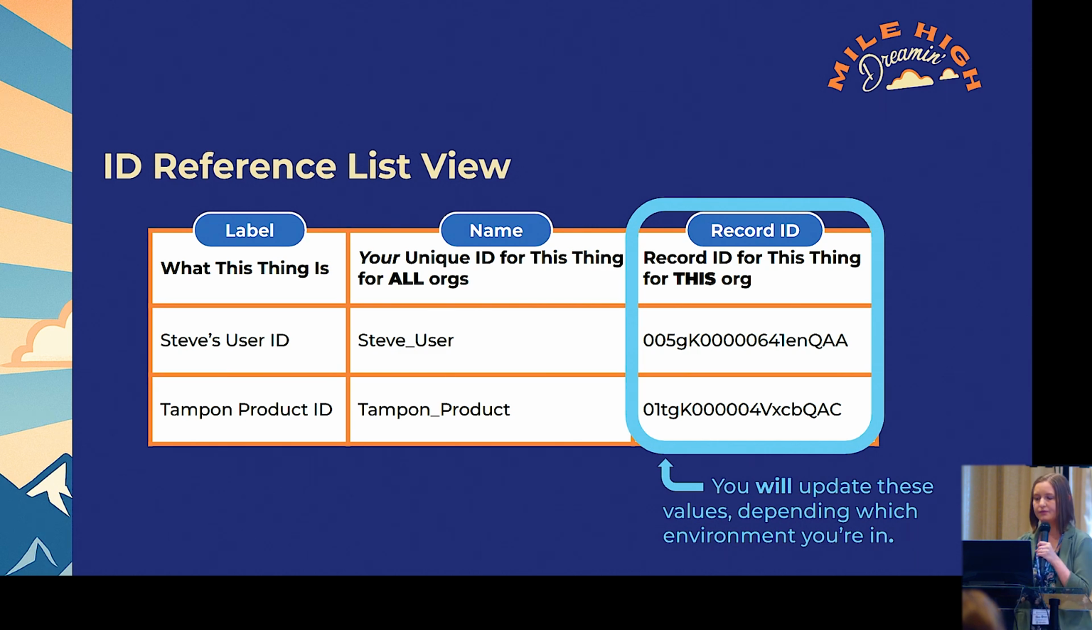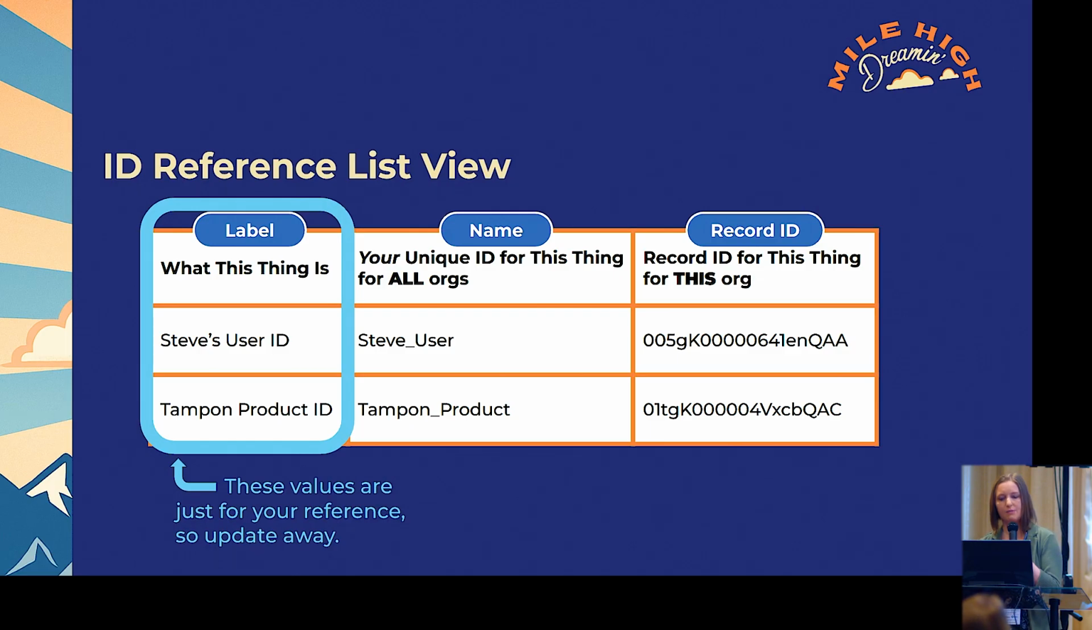This third column, you will update these values depending on which environment you're in. So something really cool for the coders in the room, you can actually write code to automatically create the records that you need in the sandbox and then update this custom metadata type table with the values of the records you just created when you create a sandbox. So you don't have to do this manually if you don't want to, which is really exciting. When you create a sandbox, there's a place to put an Apex class, you put it there and it automatically runs when you create it. Super cool.